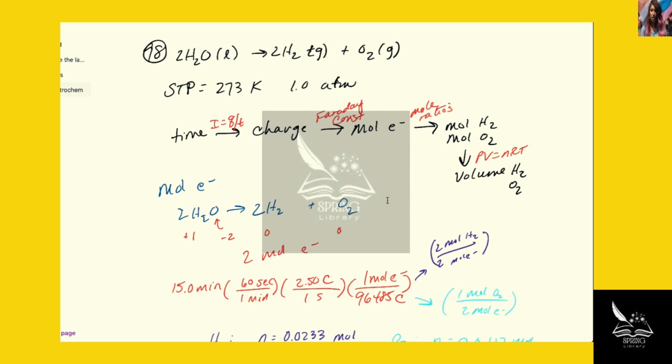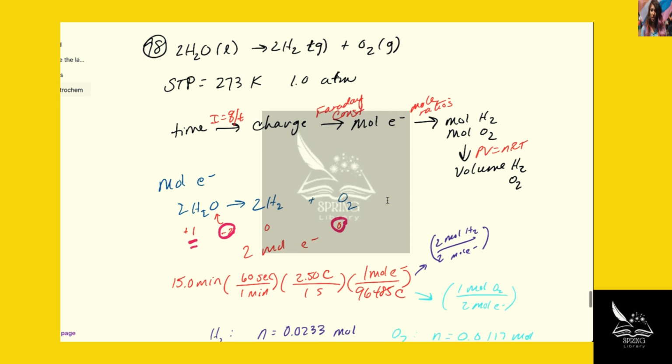So for moles of electrons, we have to look at changes in oxidation state and how the equation is balanced. Oxygen is going from -2 to 0, so that means 2 electrons were transferred. So we just want to double check with hydrogen. We have 2 hydrogens going from +1 to 0, so that matches 2 electrons.